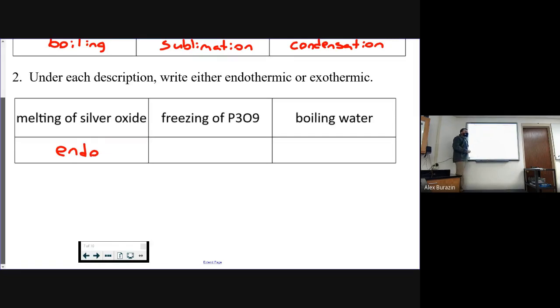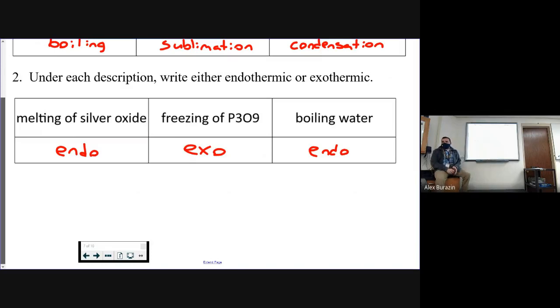Endo. Freezing. Do I put energy in to freeze something, or do I take energy away to freeze something? Take it away. Exo. Boiling. Do I put energy in to boil it, or do I take energy away to boil it? Yes. Endo. Okay. Those get a little tricky.